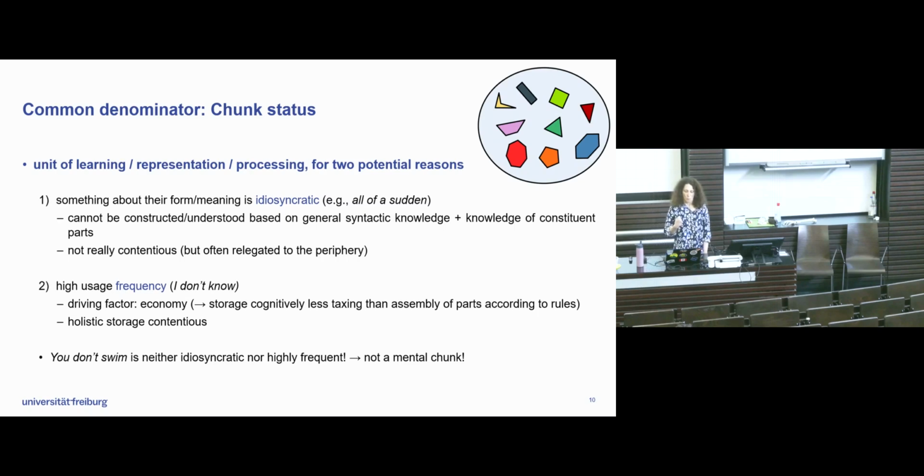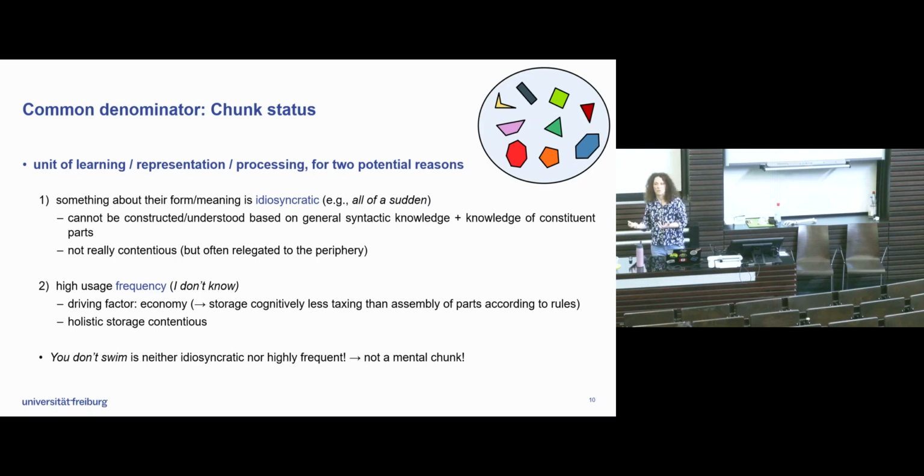Now, what makes a construction a chunk? There are two potential reasons for something being a chunk. The first reason is that it is idiosyncratic. If something is idiosyncratic, it can't be assembled from its individual component parts according to highly general rules, so it has to be separately stored in our minds somewhere, okay? So if we were true speakers of English and we didn't know all of a sudden, we couldn't creatively come up with it. So that's something that needs to be stored as a separate entry in our mental lexicon. That's not really contentious, and for this reason it's also not really interesting, I think.